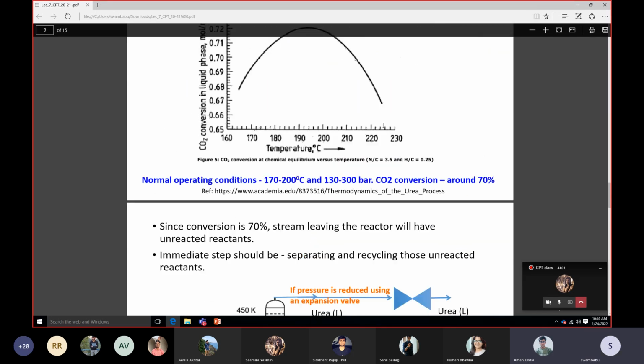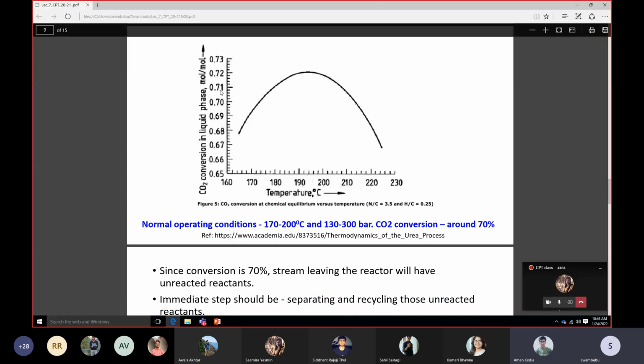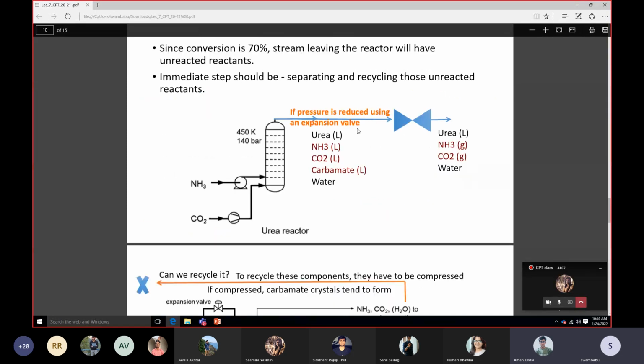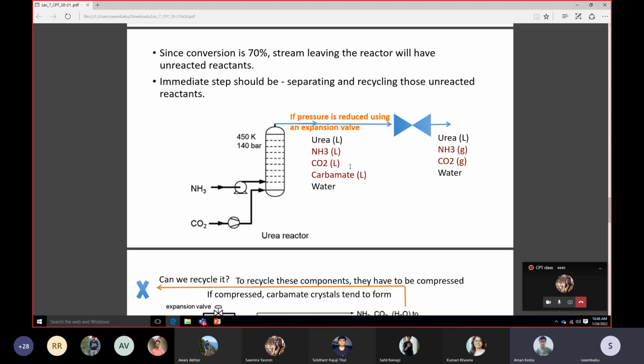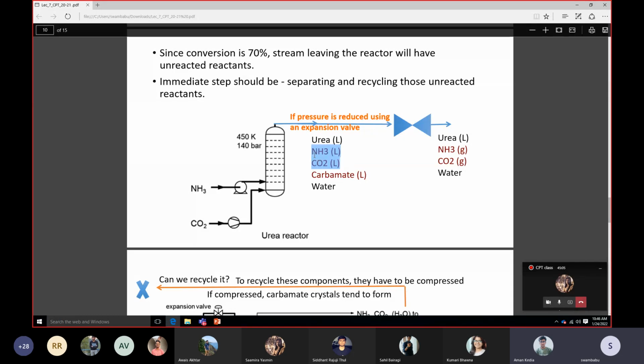Now, from the thermodynamic data, we can see the conversion is around 70%. Whenever the conversion is less than 100%, what do we need to do? Unreacted reactants need to be separated. These two are the unreacted reactants. In addition to these, ammonium carbonate is also there.